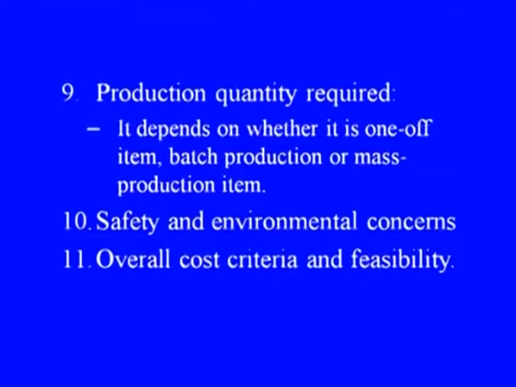Number 9, production quantity required. It depends on whether it is a one-off item, batch production or mass production item. Safety and environmental concerns is the next step. And number 11, overall cost criteria and feasibility.